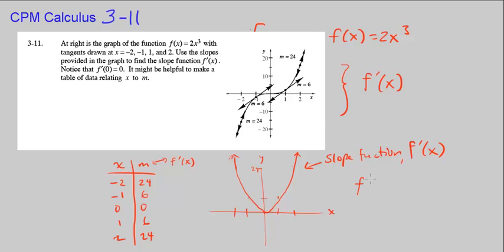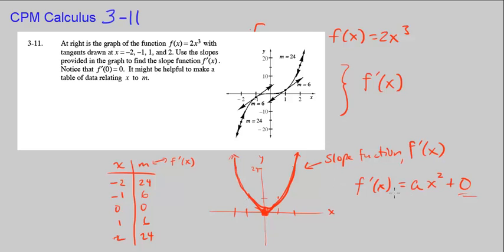Okay, so let's find the function. What is this function? Well, we know it is a parabola, right? And we know it passes through 0, 0 with the vertex at 0, 0. So we know it's in the form of ax squared plus 0, because our vertex is at 0.